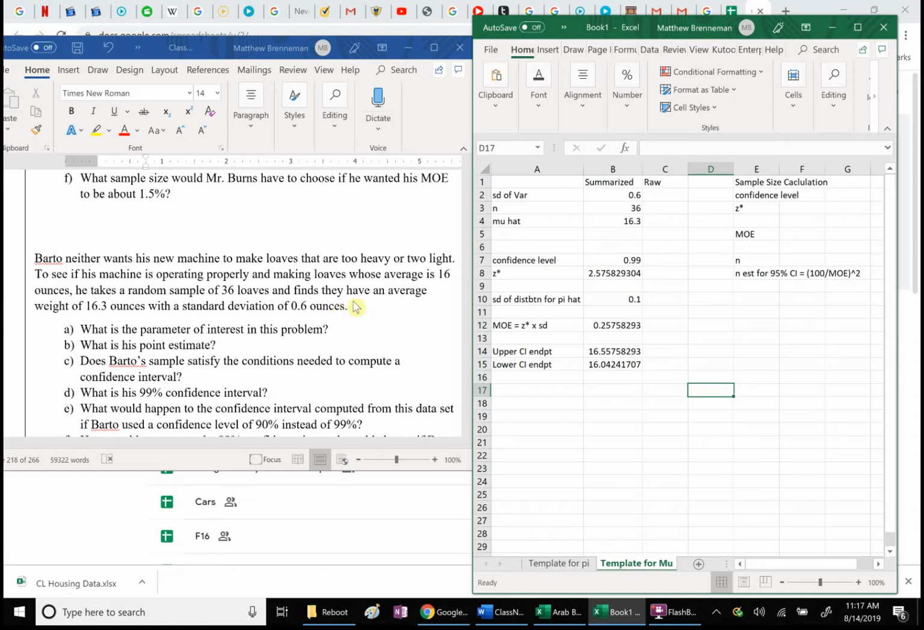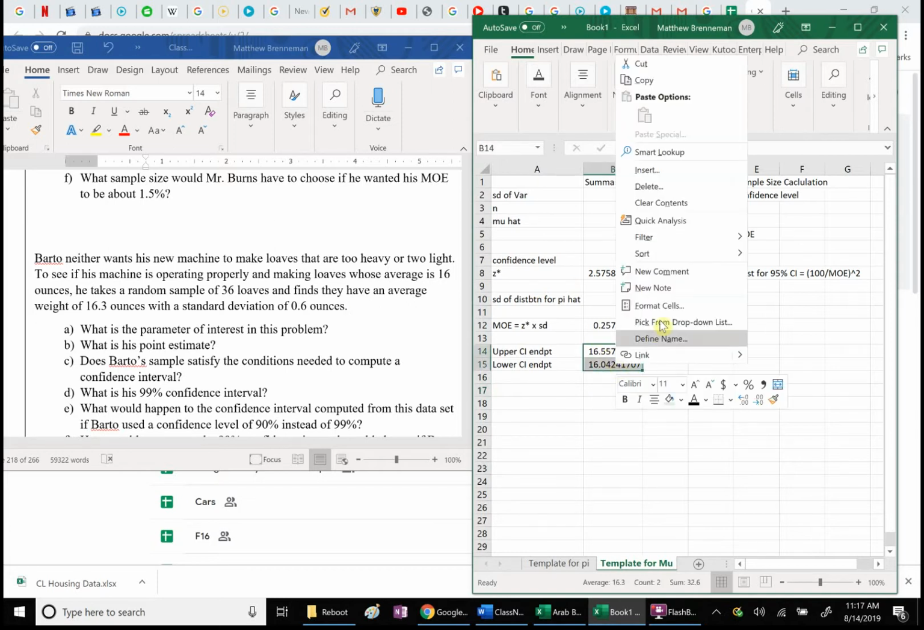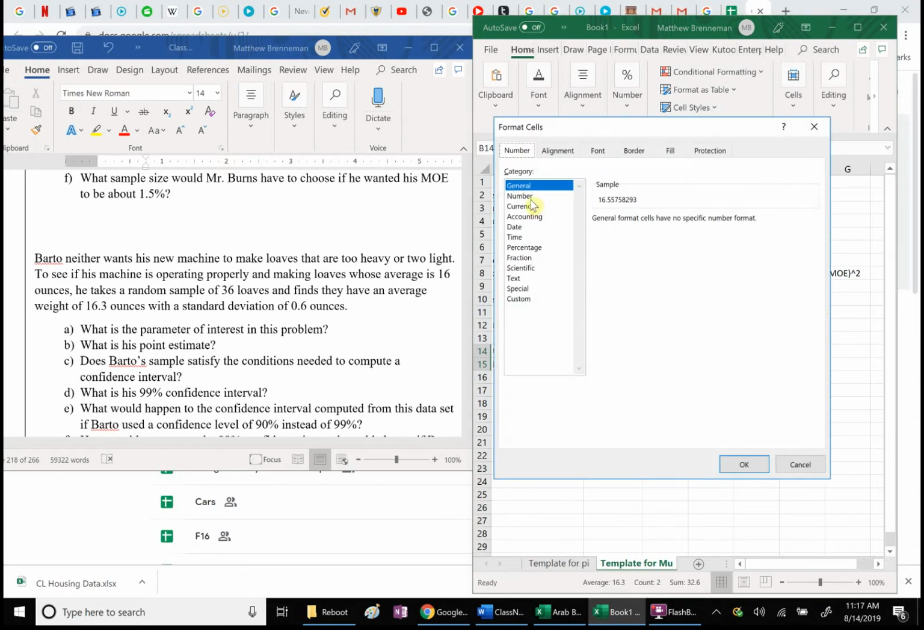Our 99% confidence interval is the following. I'm going to reduce the number of decimal points. It just gets confusing.